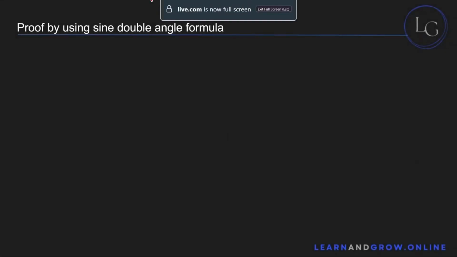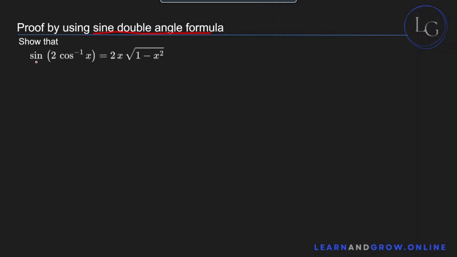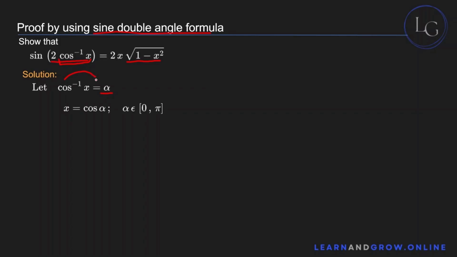Now let's prove this using the sine double angle formula. We need to show that the sine of 2 cos inverse x is equal to 2x into under root 1 minus x square. Seems a bit complicated, but it's pretty simple. Let's denote this cosine inverse of x as alpha. So clearly x is equal to cosine of alpha, and alpha will obviously lie between 0 and pi, right? Because that's the rule of the cosine inverse and the cosine functions.